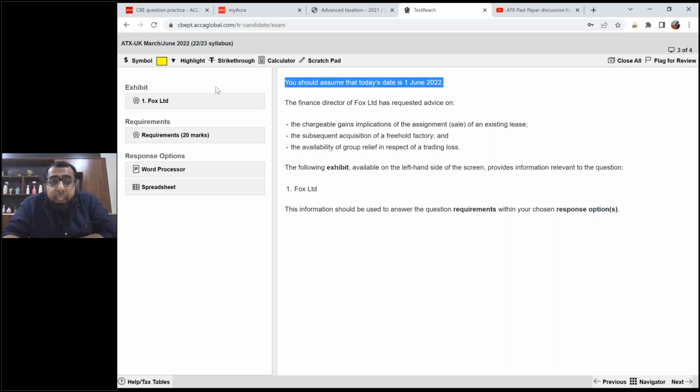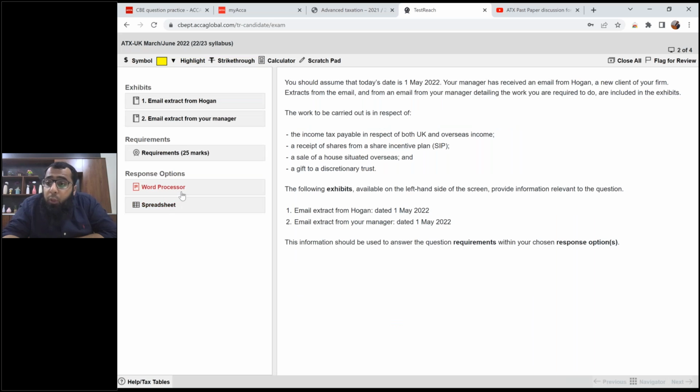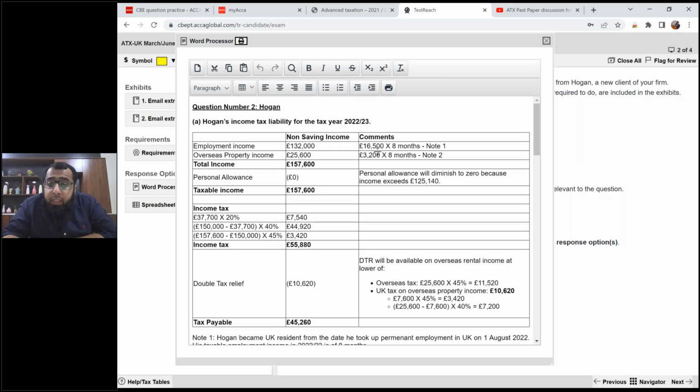You should assume, now we are moving towards question number 3, that today's date is 1st June 2020. The overseas aspect was covered in this part in question 2. What do you want to ask in this overseas aspect? You can ask me. We discussed the overseas income, and we covered the double taxation relief.